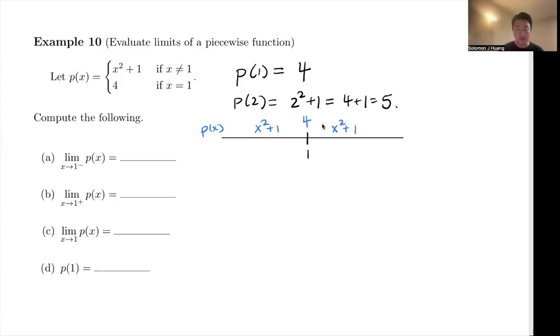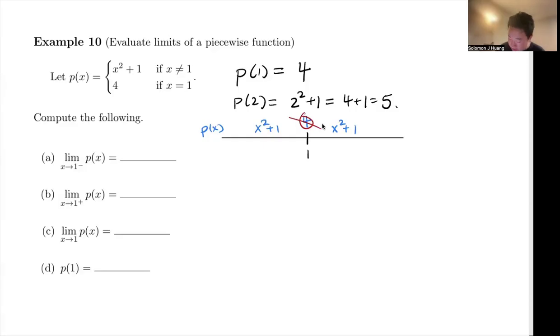But it turns out in this problem, remember, with limits we don't really care about what happens exactly at the point. So for parts A, B, and C, what we can do is eliminate this 4, because the limits just care about what happens to the y values when x gets very, very close to 1, but not exactly at 1.